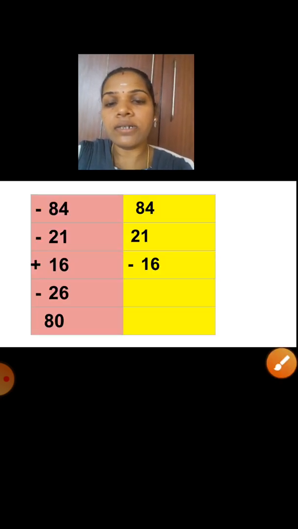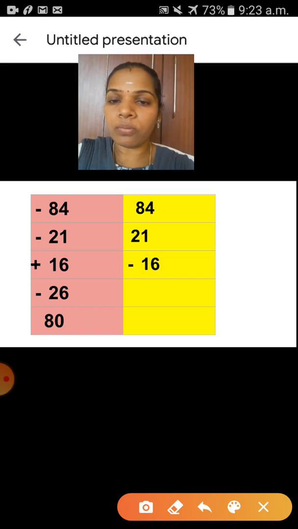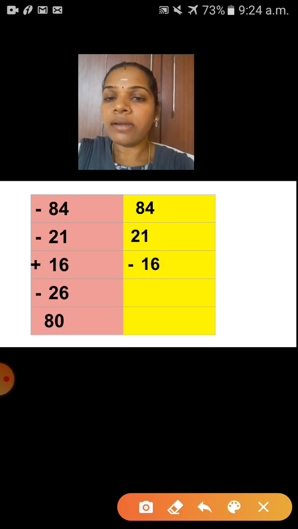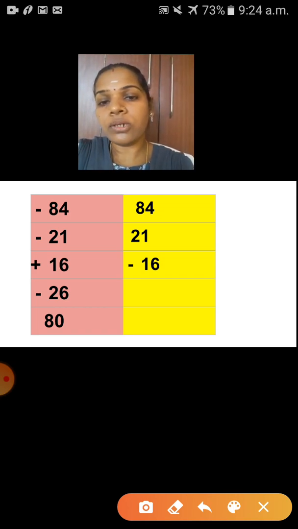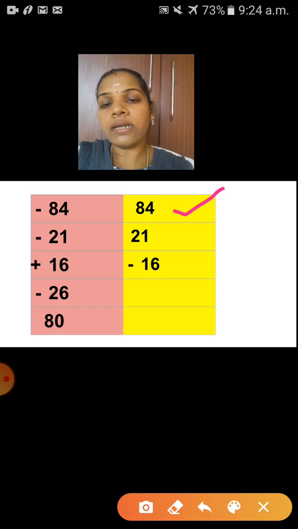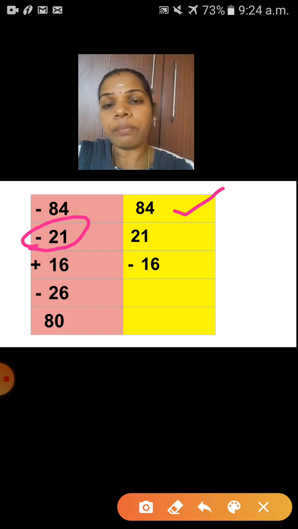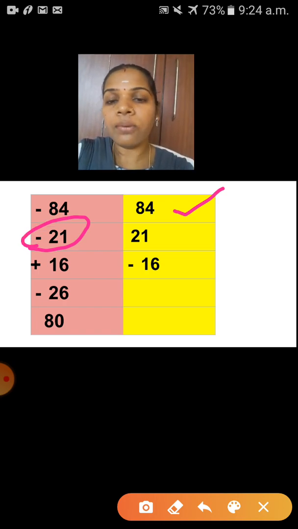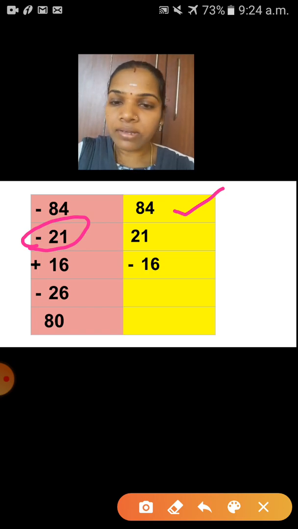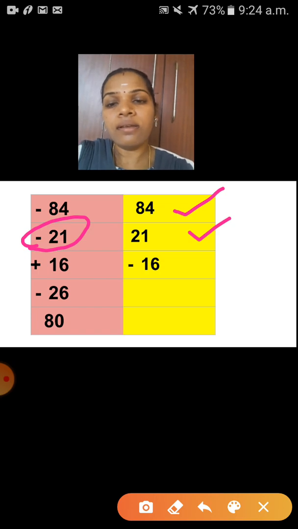Next, see here, children, negative 84. That means minus 84. What is the opposite of minus 84? Yes, positive 84. Next one is your question, from your textbook. Here, which number is this? Minus 21. Negative 21. What is the opposite of negative 21? Tell me. Very good. Positive 21.